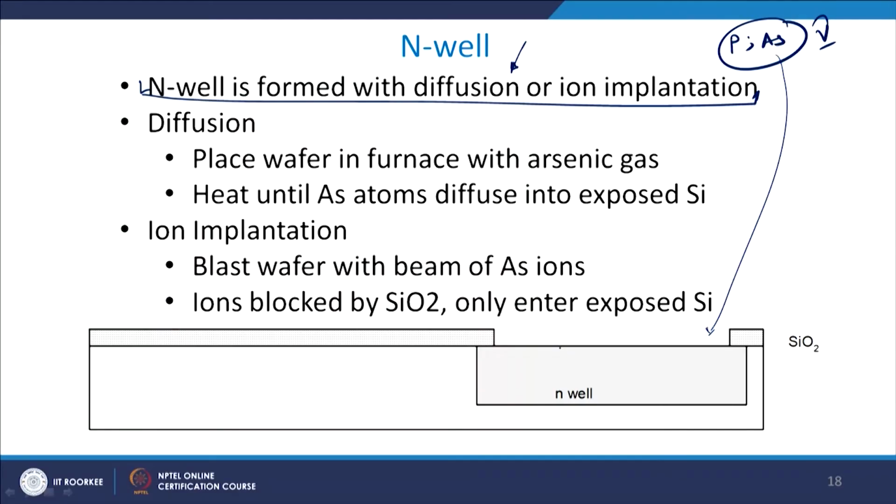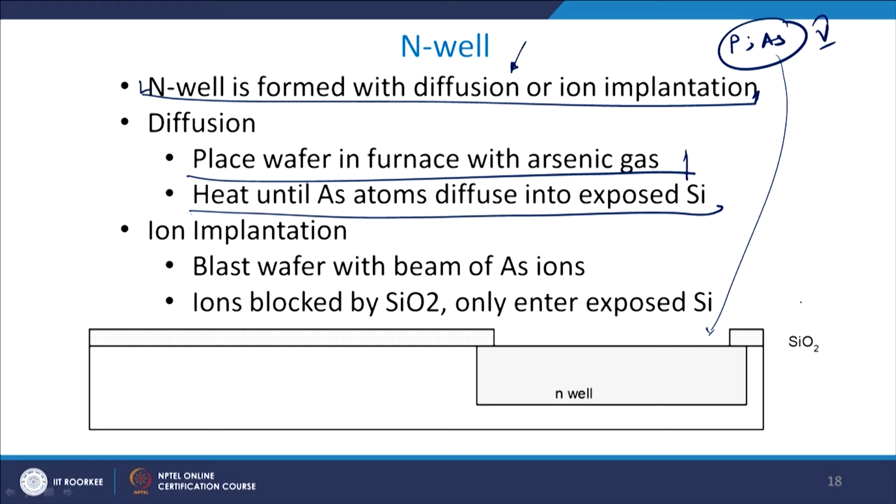So, for the diffusion, if you look, we use arsenic gas in a furnace, right. What we do is that the arsenic gas is there, and we heat it, and arsenic atoms diffuse into the exposed silicon. So, the arsenic atoms will diffuse from maybe a glass, and from there the arsenic atoms will be coming and sitting onto the silicon wafer, which is the silicon wafer which you see, right, and the silicon dioxide, right.